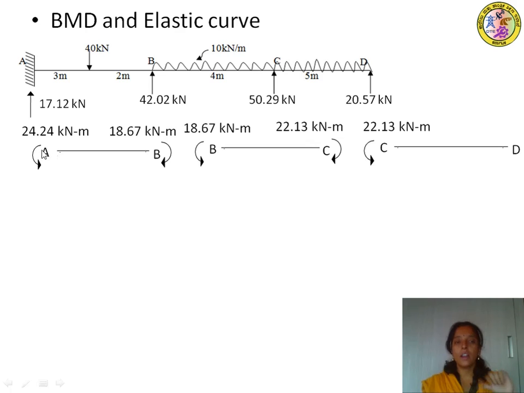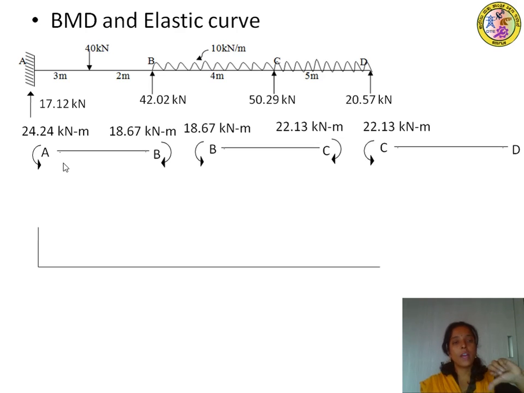To draw the support moment diagram, use the thumb rules. For the left end, left thumb, and for the right end, right thumb. The direction of the thumb will indicate where we have to plot the ordinate of the support moment diagram. So draw the baseline of the same length as that of the given beam. At end AB, we have an anti-clockwise moment. The direction of the left thumb is indicating the upward direction, so a line is marked in the upward direction for 24.24 kilonewton meter.